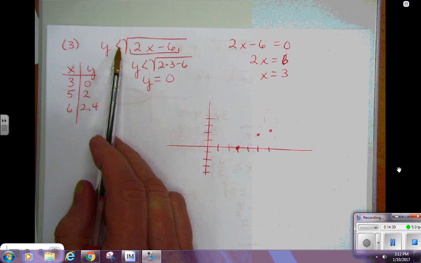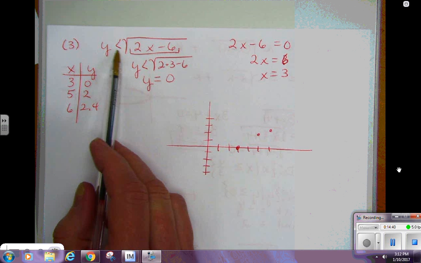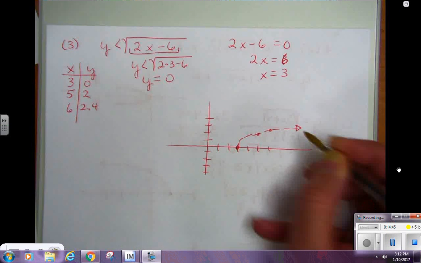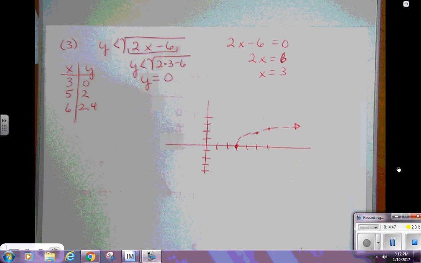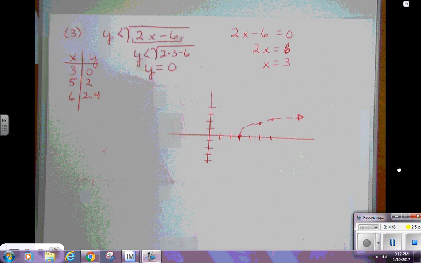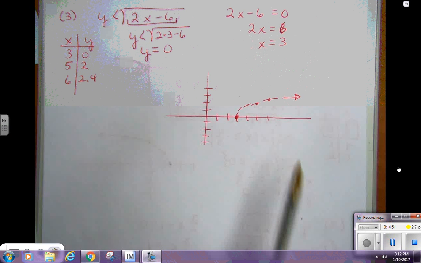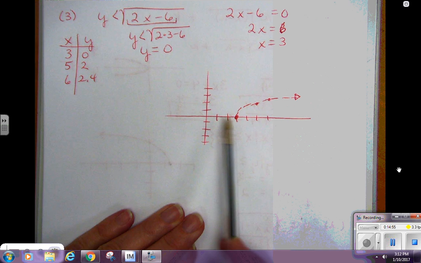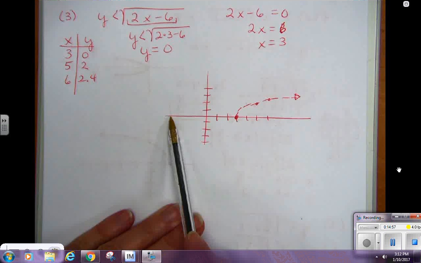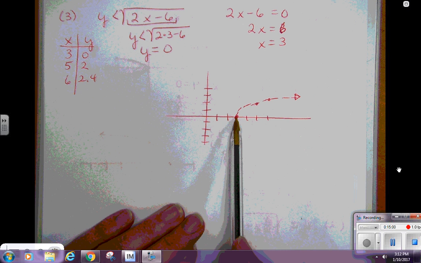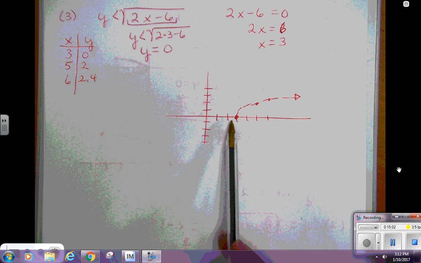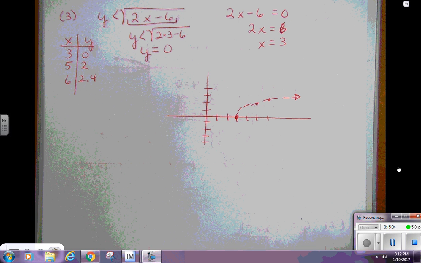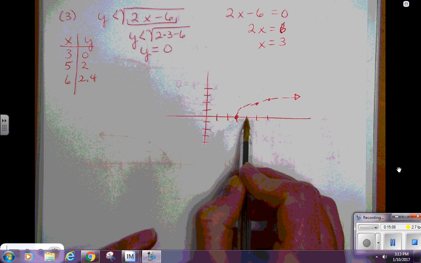Now this is only less than, so I am going to have a dotted graph. And now I need to decide if I'm going to shade above or below. So doing that, if I want to choose a point to substitute in, I don't want to choose any points to the left side of the starting point, because that will just give me an imaginary number inside the radical. I can't really use it. It's not going to tell me anything. So I'm going to choose 4, 0 looks like a good point.